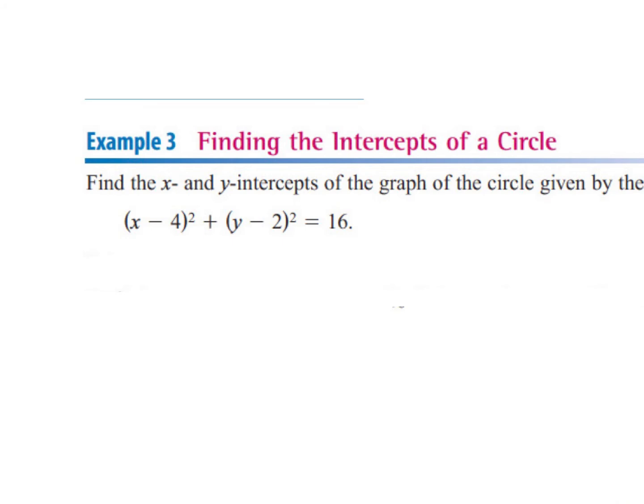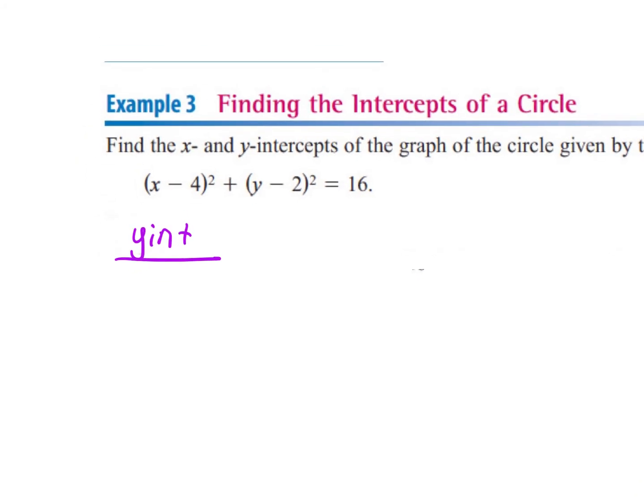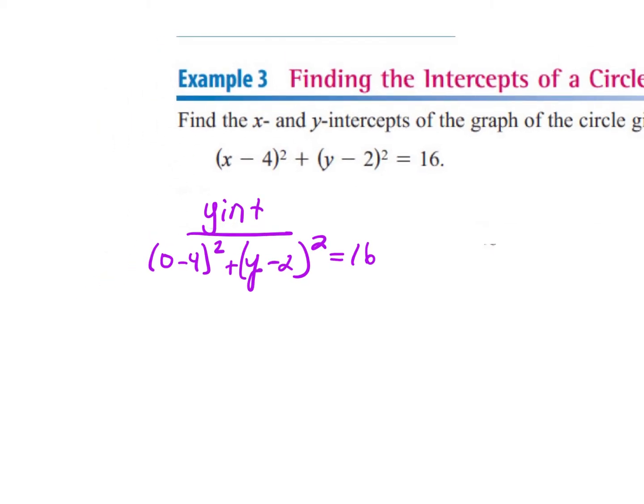So let's do that. It takes 2 seconds to do this, guys, but I need to see work when you're doing this. So if I'm going to find the y-intercept, let's do this together. I'm going to plug in 0 for x. So watch, I have 0 minus 4 squared plus y minus 2 squared equals 16. It's important to keep your parentheses. Don't forget those. So just simplify. What's 0 minus 4?